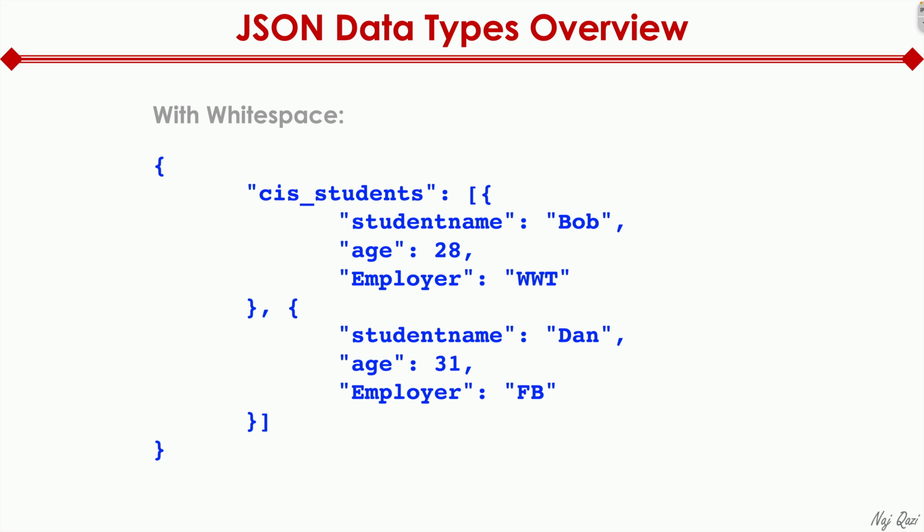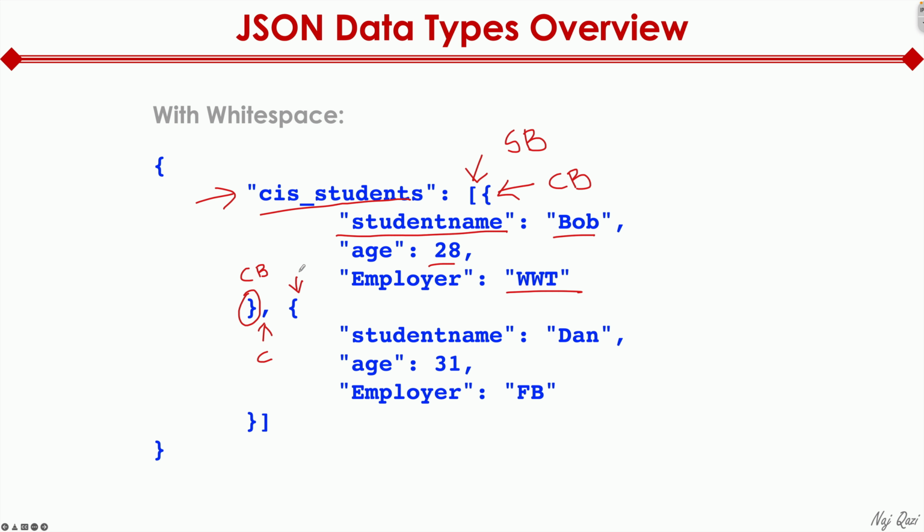employer Facebook. Now let me add some white space to this code to make it easier for you to understand, and let me bring a couple of things to your attention. So look, here we're starting at CIS students, and then we have a colon, and then check this out, we have a square bracket followed by a curly bracket. And then we have the first student, Bob, age 28, employer WWT. And then we have the ending curly bracket. Then we have a comma.